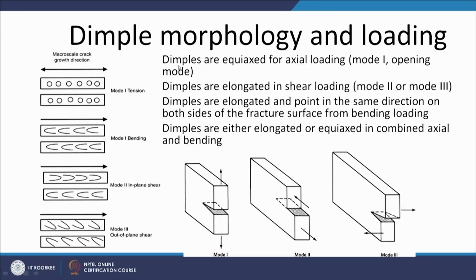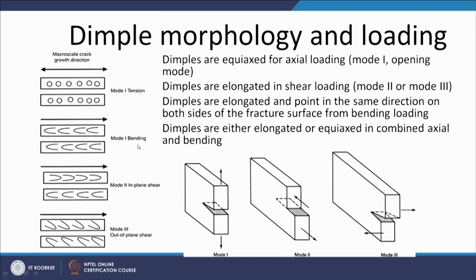So, in case when the dimples are formed under the mode 1 loading, that is the tensile loading, the dimples grow perpendicular to the fracture surface in the direction of the external loading, but in case of mode 2 and mode 3, the dimples are elongated in the direction of the shear loading. So, this is mode 2 and this is mode 3.